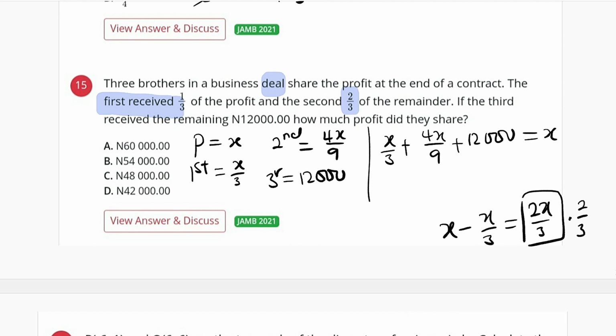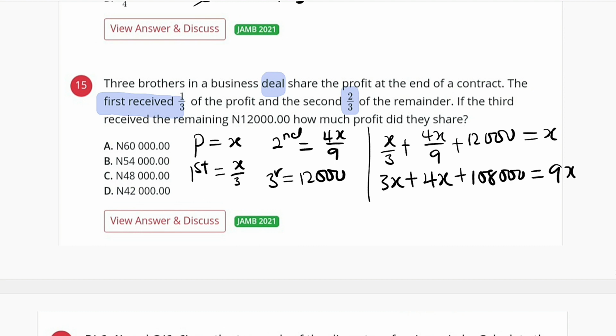So we can multiply every single term here by 9 to clear the fractions. Multiplying the first term by 9, we have 9x divided by 3, which is 3x. Plus multiplying this by 9, they will just cancel. We have 4x. Then plus we have 12,000 times 9. This is 108,000, and this is equal to 9x because we are multiplying all by 9.